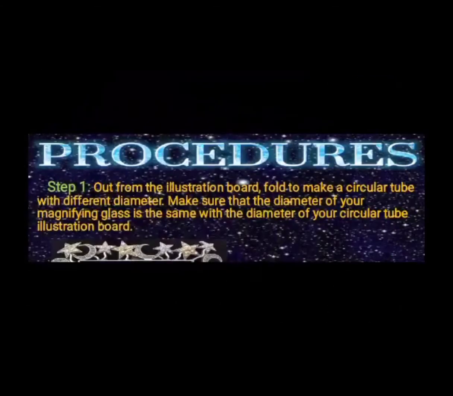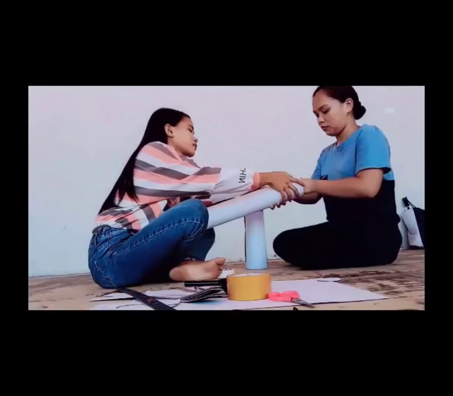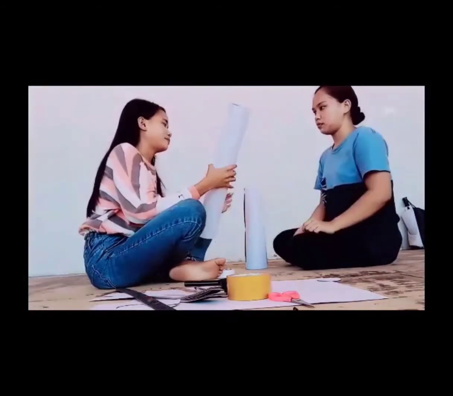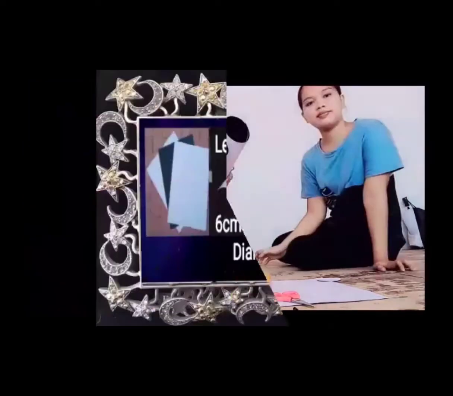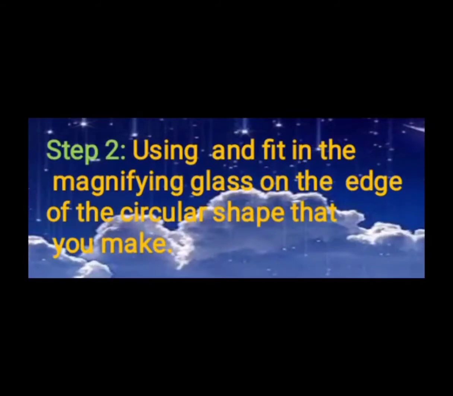Here are the procedures. Step 1. Out of the illustration board, fold to make a circular tube with different diameters. Make sure that the diameter of your magnifying glass is the same as the diameter of your circular tube illustration board. Step 2. Fit the magnifying glass on the edge of the circular shape that you made.